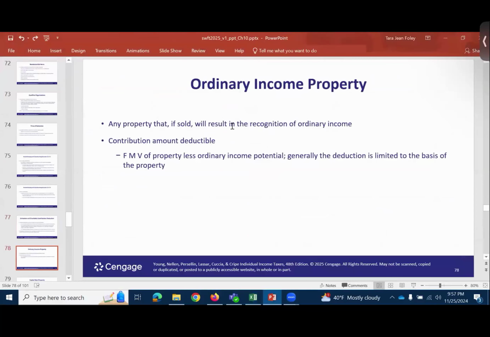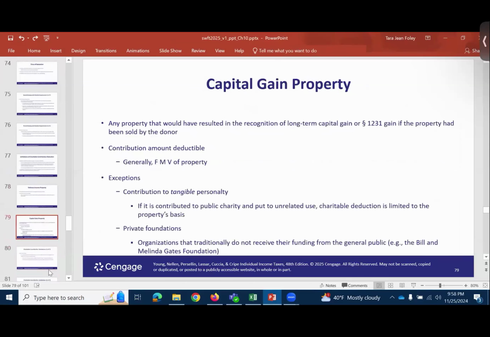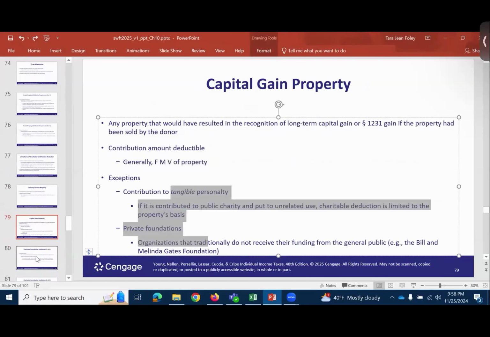Ordinary income property. If any property that if sold will result in the recognition of ordinary income, then that would be the fair market value less the income is what's going to be deducted. Property that would be resulted in recognition of long-term capital gain if it was sold, that contribution amount is deductible. Generally, just again, the fair market value with some exceptions.